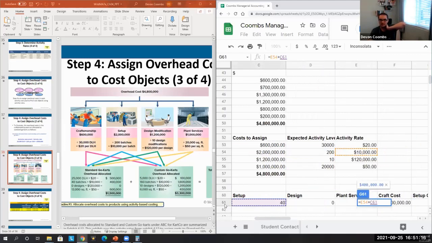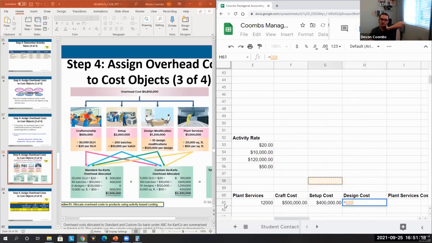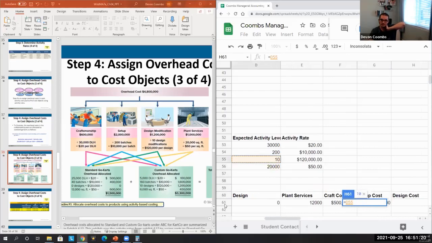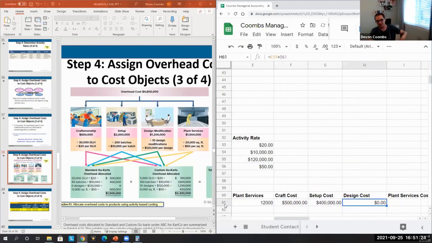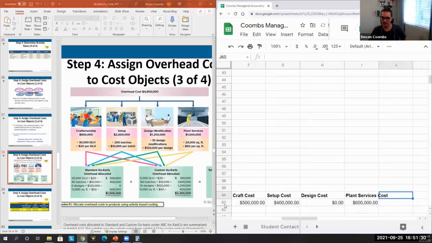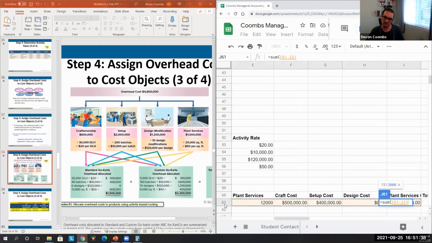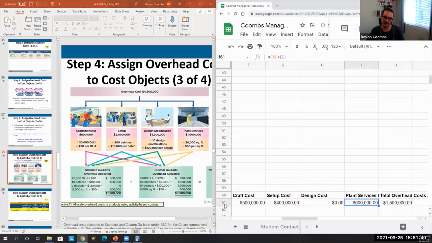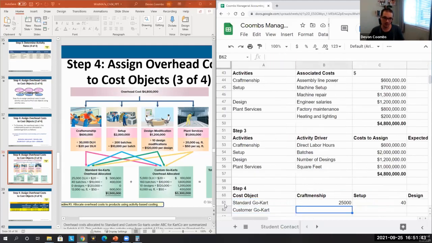We get the 10,000 times the 40 setups, the 400,000 design. It's $120,000 per design, but we don't use any designs for standard go-karts because they're standard. And then we have the $50 towards the plant services. And then the total overhead costs assigned will be here, 1.5 million. For the custom go-kart, we have 5,000 direct labor hours.